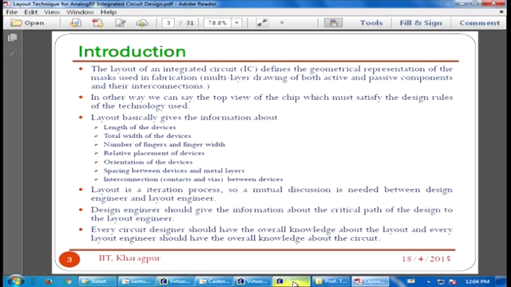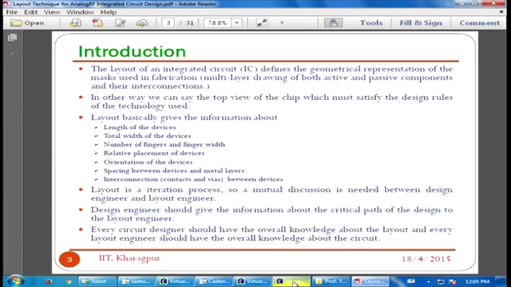So first, what is layout? Layout is nothing but the geometrical representation of the mask which will be fabricated. It is a multi-layer drawing of active devices, passive devices, and their interconnections. Otherwise, we can say it is the top view of a chip which satisfies the design rules, spacing rules, minimum length, minimum width, enclosure, dummy, a lot of things. That should be satisfied, otherwise we cannot say that the layout is a perfect layout.